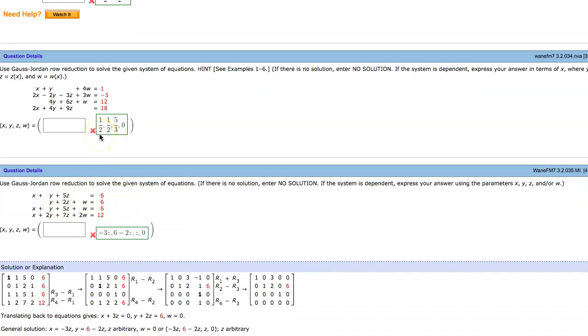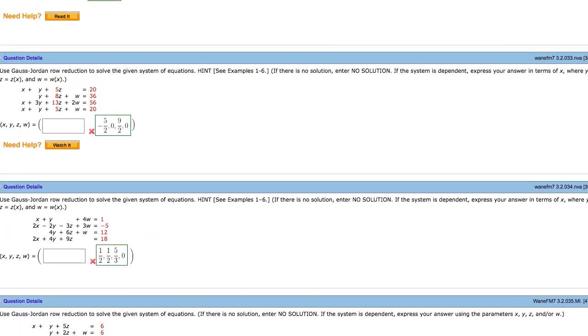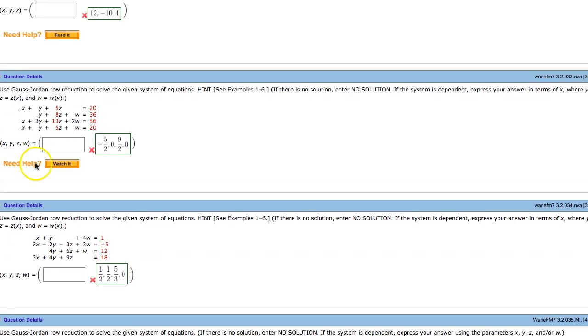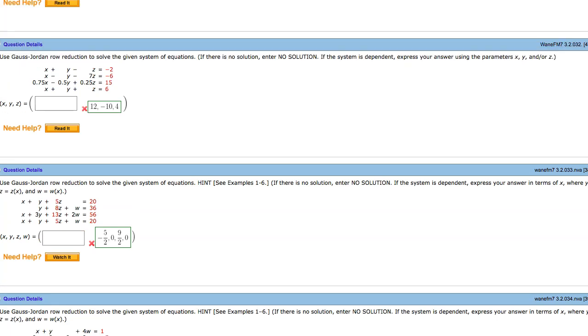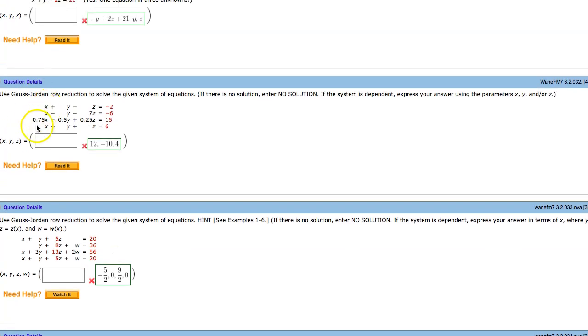Namely, you get a perfect solution: 1/2 for x, also 1/2 for y, z equals 5/3, and W equals 0. You just do it like we always have been doing it. Okay, that's cool. You've got to do a 4x5 though, right? Now again, if you ever have decimals, multiply by 100, and you'll get 75x minus 50y plus 25z equals 1,500. That's the price you've got to pay.